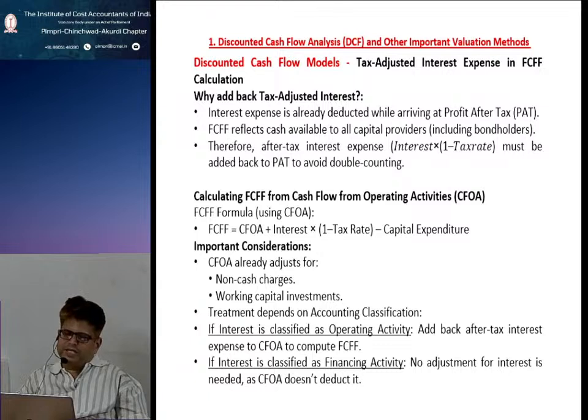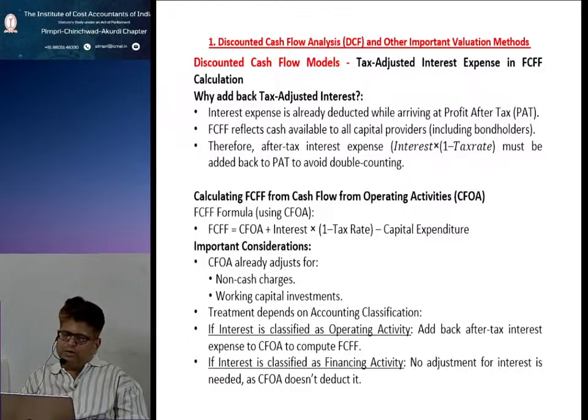Then we saw the tax adjusted interest expense in FCFF calculation. Why add back tax adjusted interest? Because interest expense is already deducted while arriving at PAT, and FCFF reflects cash available to all capital providers including bondholders. Therefore after tax interest expense, that is interest into 1 minus tax rate, must be added back to PAT to avoid double counting.